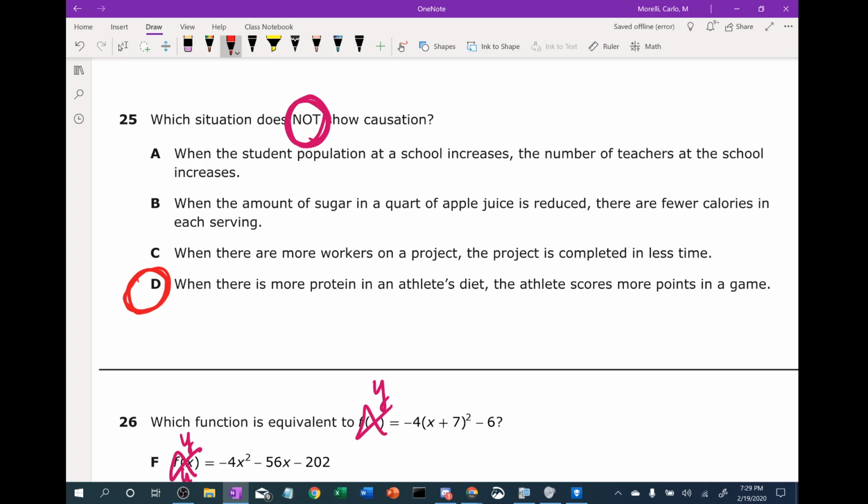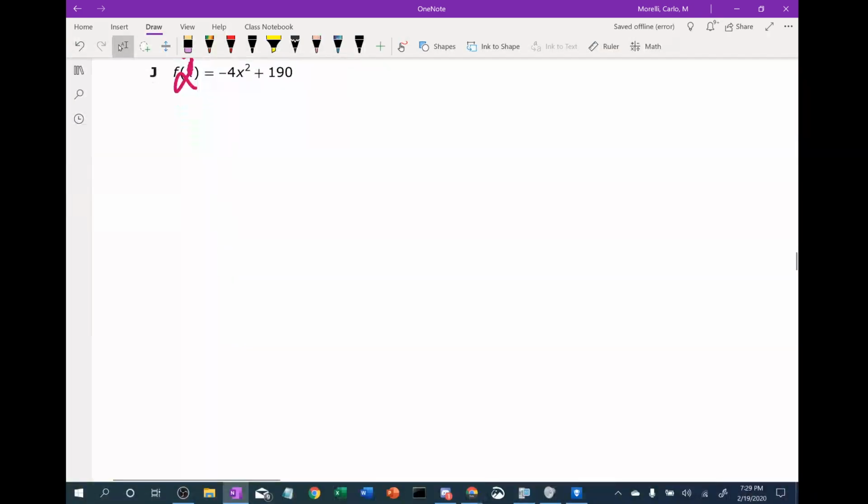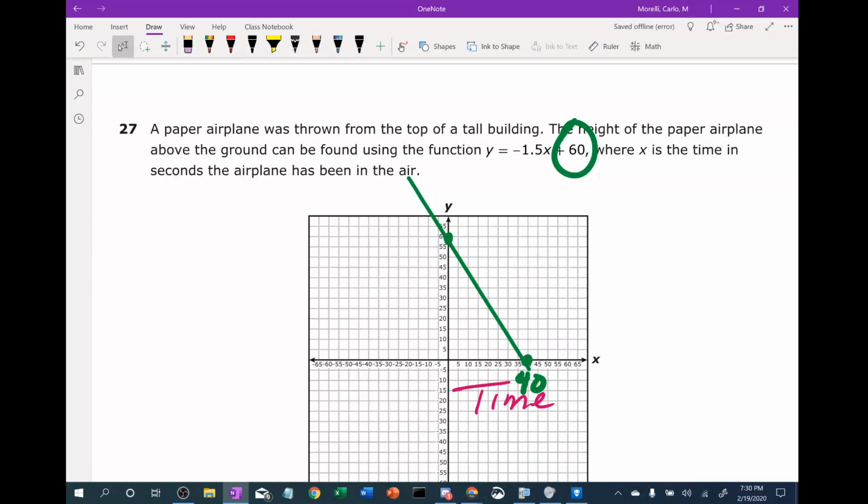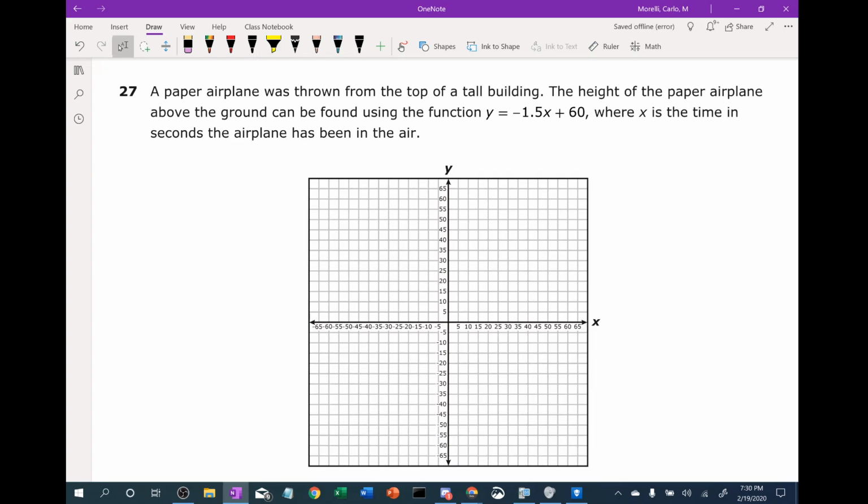Number 27 from the 2018 test. Okay, so we'll go here to number 27. It says here, a paper airplane was thrown from the top of a tall building. The height of the paper airplane above the ground, blah, blah, blah. All we really care about is that they give us an equation. So we're going to go right to Desmos.